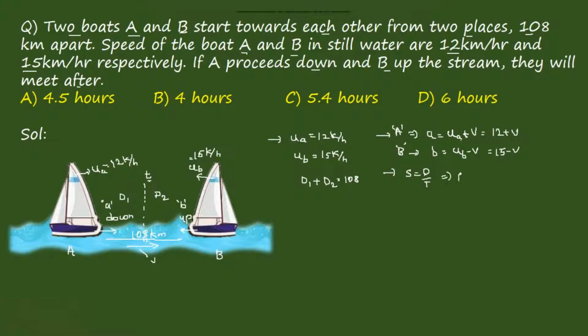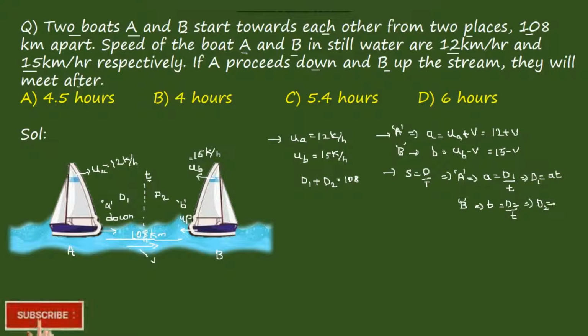If we consider boat A, here it is moving downstream, right? So A is equal to distance traveled d1 by the time taken, which we consider as time t, where they will be meeting. Then we can say that d1 is equal to A into t. If we consider boat B, it is moving upstream, then B is equal to distance d2 by time t, where they will be meeting. Then d2 is equal to B into t. As d1 plus d2 is 108, we can write A into t plus B into t is equal to 108, right? But we know the A and B values here. Then substitute the values here.